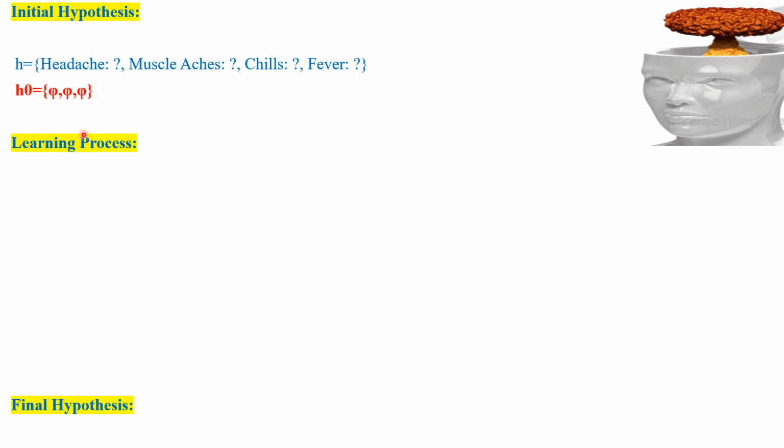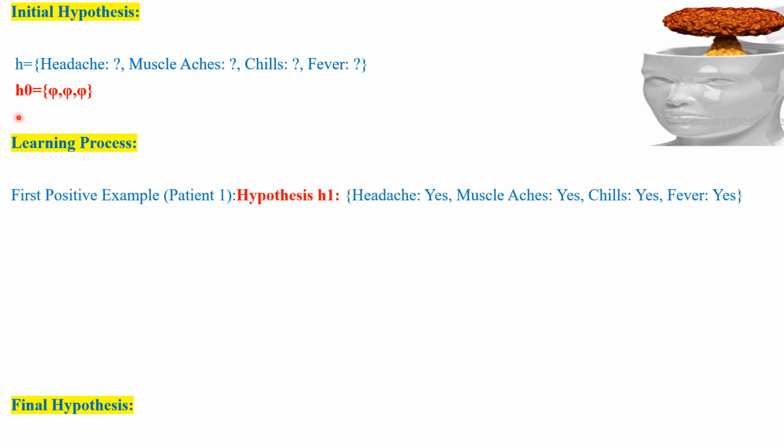We are starting from the most specific hypothesis because this null will not match with either yes or no value, anything that may be the value of headache, muscle aches and chills. So it is considered the most specific hypothesis. Find-S algorithm will start from the most specific hypothesis and end with the most general hypothesis.